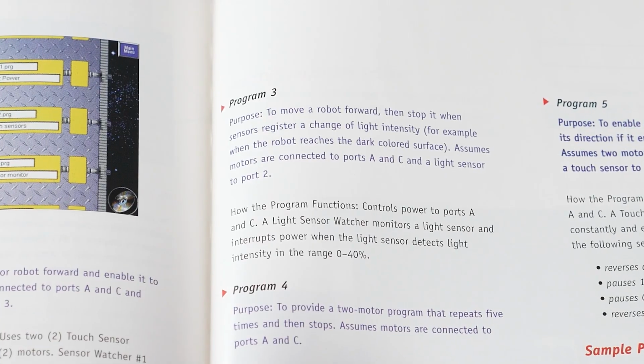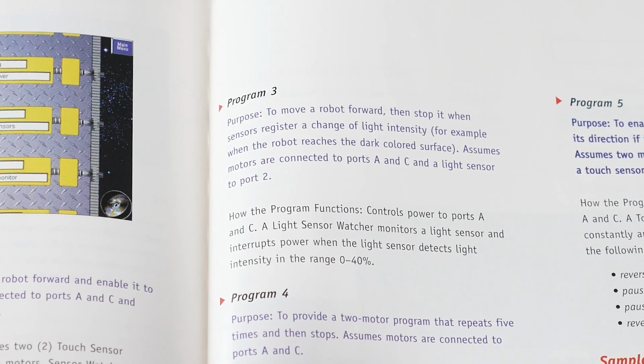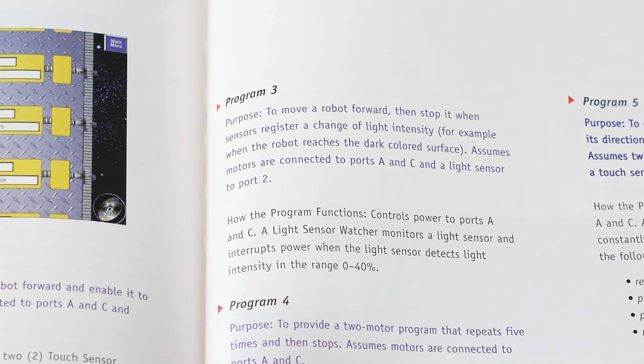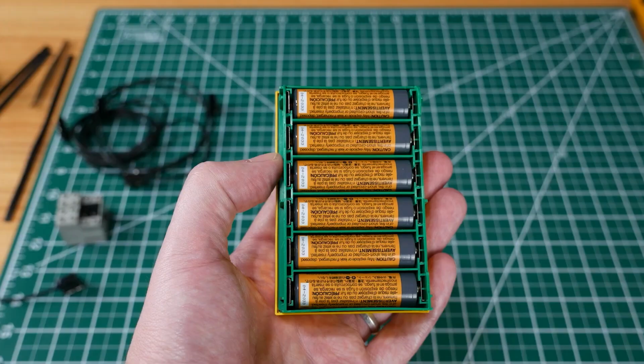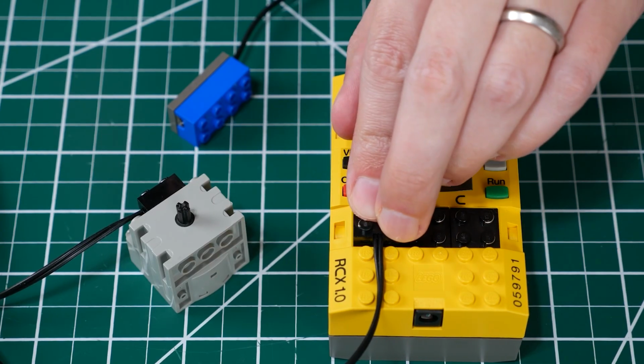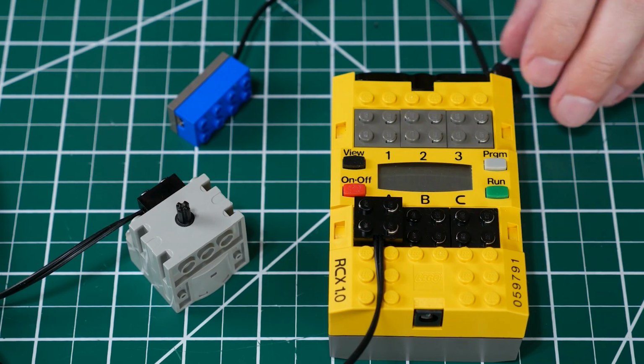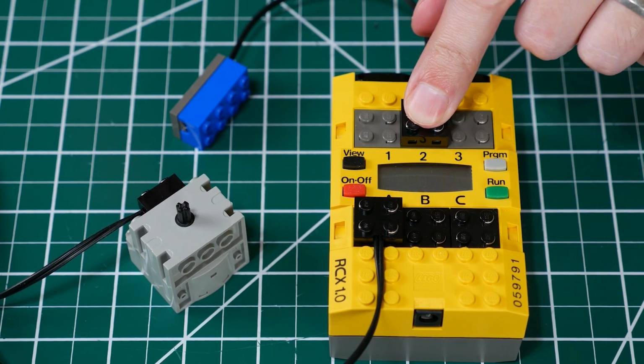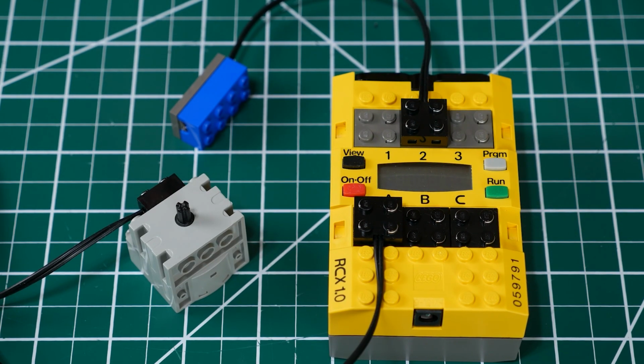So if we put the light sensor on port 2 and the motor on port A and then run program 3, we should be able to control the motor with a light sensor. So we'll load this up with batteries and plug in the motor with one of our repaired wires. And then the sensor goes up here. And let's see if this still works after all these years.